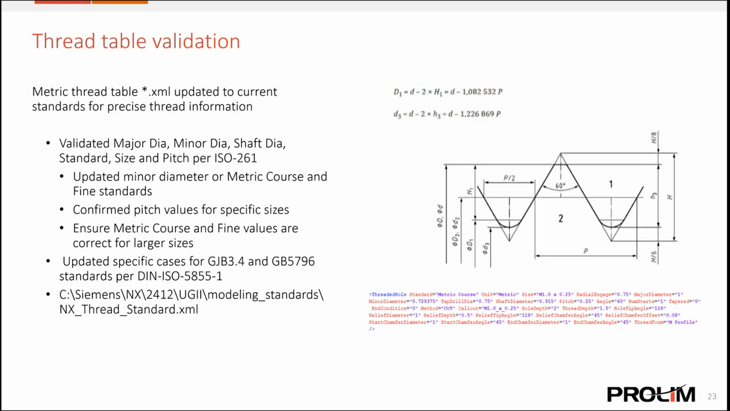So we validated our major diameters, our minor diameters, our shaft diameters, and our standard size and pitch per ISO 261. We've also updated our minor diameter for metric coarse and fine standards. We've also confirmed the pitch values for specific sizes, and ensured that our metric coarse and fine values are correct for larger sizes as well. And we've updated specific cases for GB 3.4 and GB 5796 standards per DIN ISO 5855-1. You can also find your standards in your C drive, in your Siemens folder, 2412 UGII modeling standards, and then NX thread standard.xml.